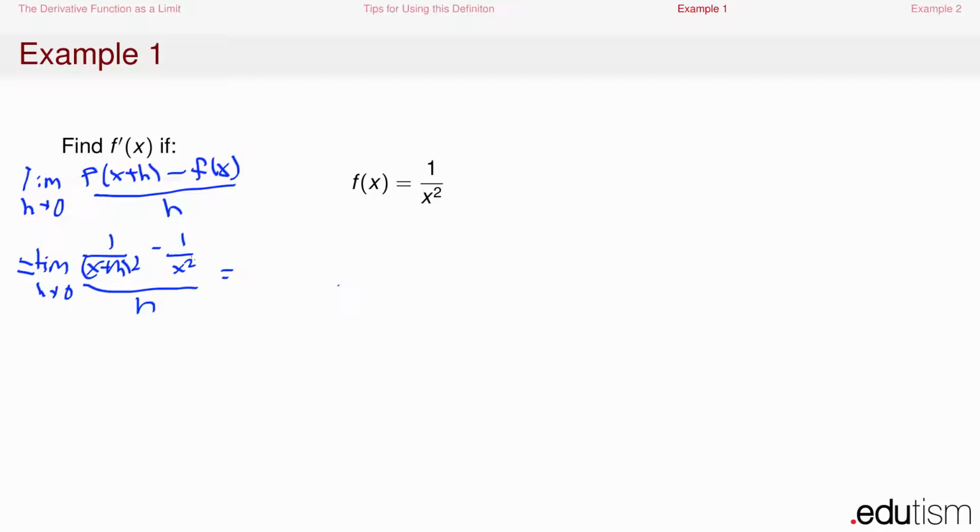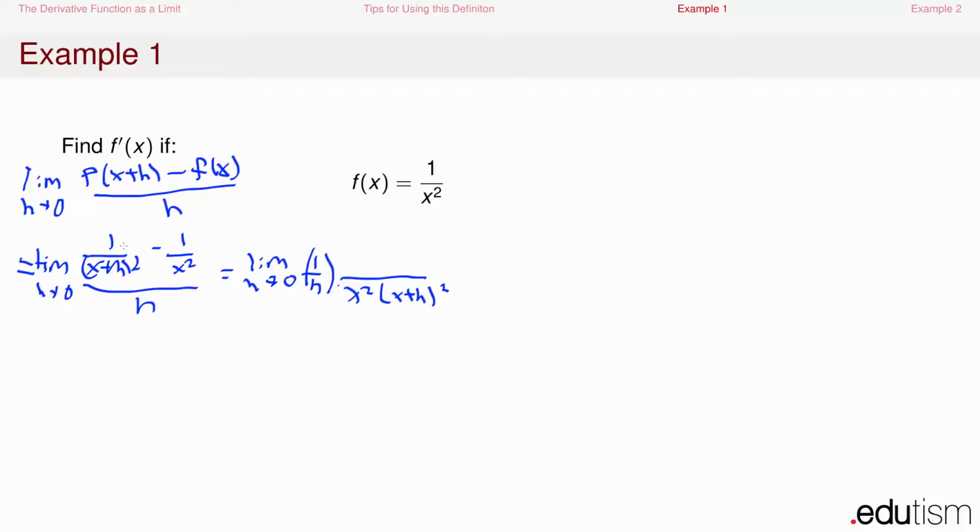Now, this expression is annoying because we have a difference of fractions all over h. So rather than thinking about this thing as dividing by h, we're going to think about it as multiplying by 1 over h. So we put 1 over h in front in brackets. Then we want to subtract those two fractions. To subtract those two fractions, we put them over a common denominator. The common denominator is x squared times x plus h squared. It's the product of the two denominators.